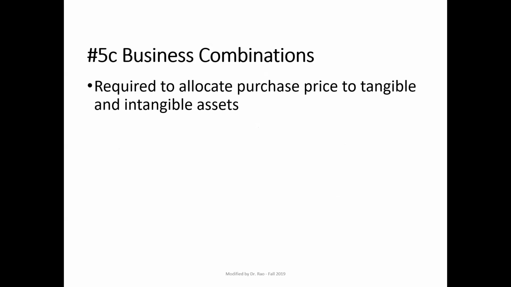Business combinations. Here's another example. This is basically when that goodwill is created and when you have intangible assets. Tangible assets, it's a lot less likely that someone can manipulate those numbers because you actually have appraisers who will come and tell you what those numbers should be.